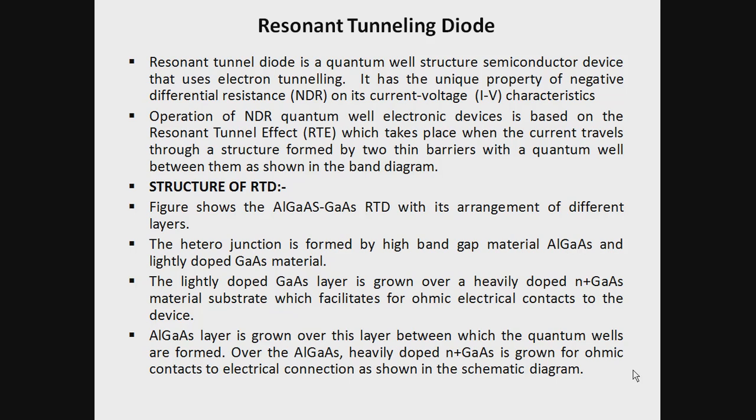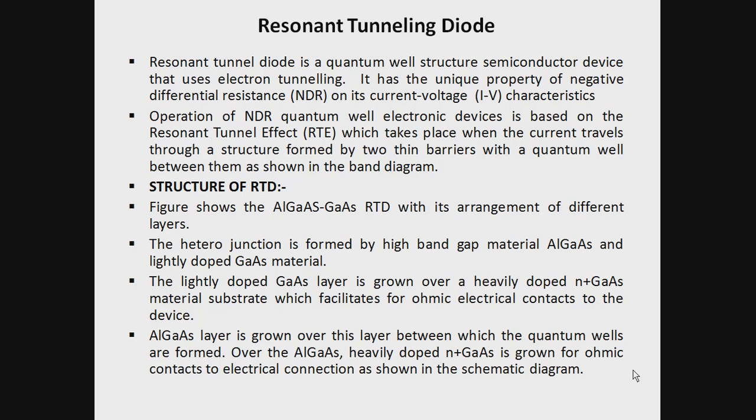A resonant tunneling diode is a quantum well structured semiconductor device that uses electron tunneling. It has the unique property of negative differential resistance in its current-voltage characteristics. The operation of the entire quantum well electronic device is based on the resonant tunneling effect, that is RTE, which takes place when the current travels through a structure formed by two thin barriers with a quantum well between them, which is shown in the energy band diagram. We will see that.